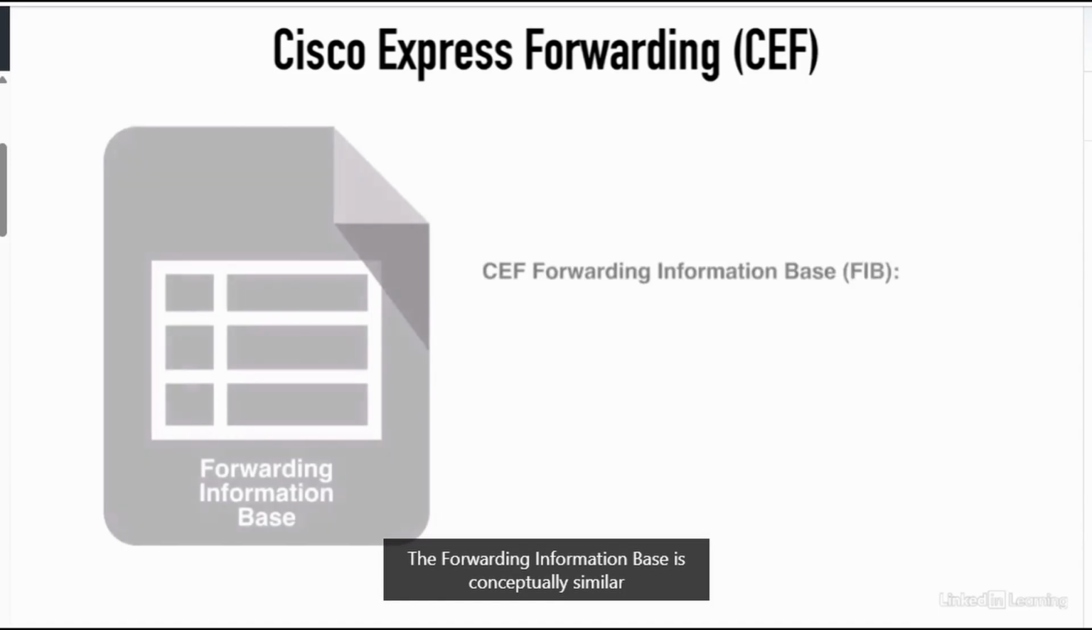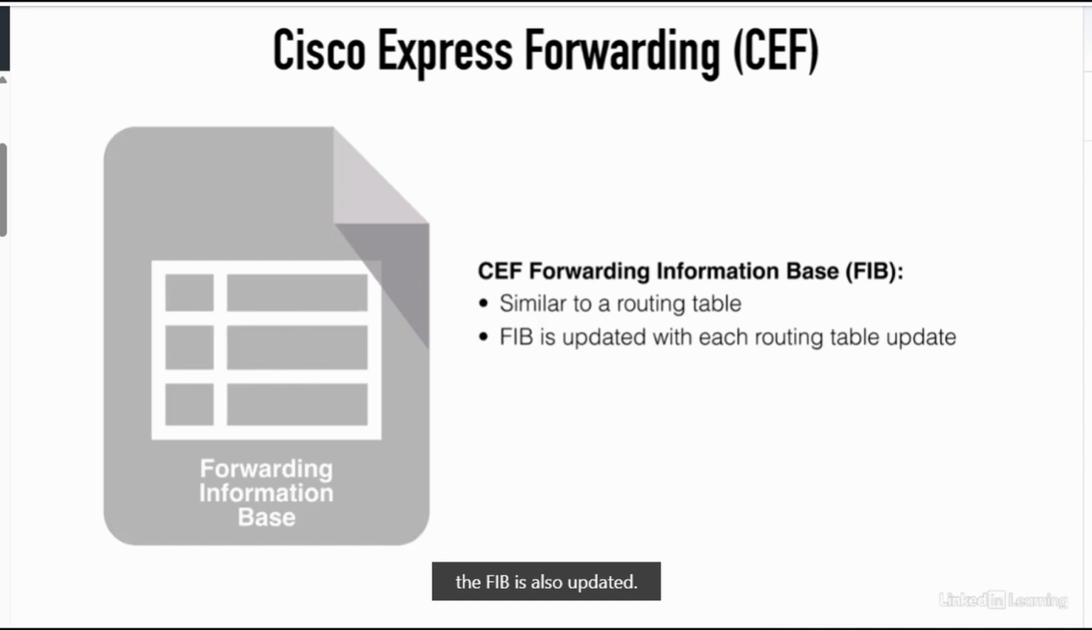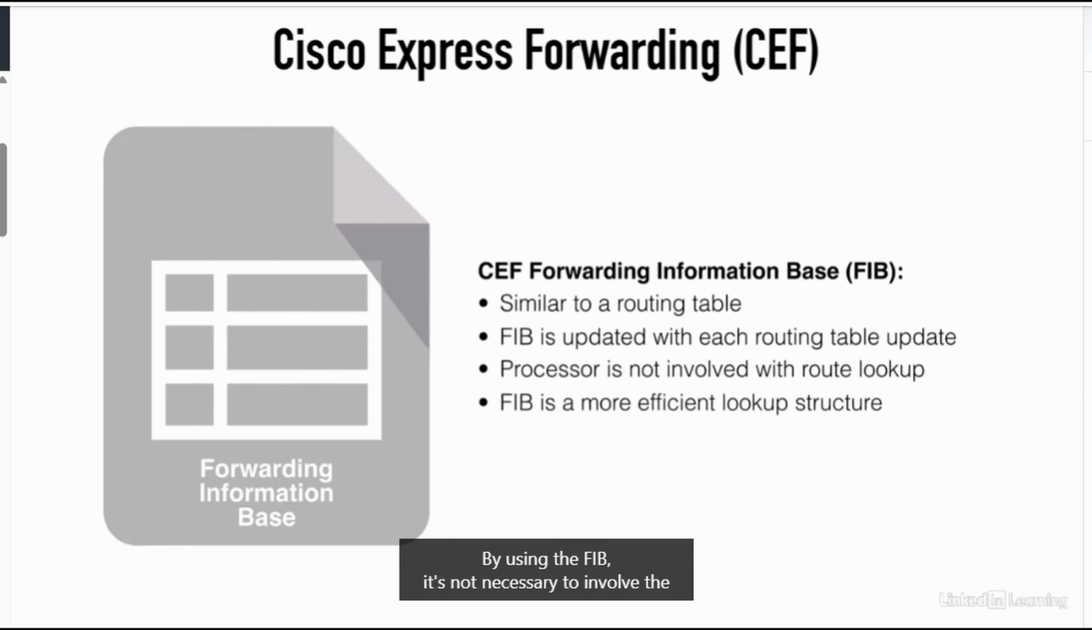The forwarding information base is conceptually similar to a routing table in that it maintains an identical copy of the packet forwarding information that would be found in the IP routing table. Each time the routing table is updated with new information, the FIB is also updated. So very simply, the FIB contains lists of all of the known next hop destinations. By using the FIB, it's not necessary to involve the processor for route lookup information. The FIB is also a much more efficient lookup structure, able to look up routes much more quickly than using the routing table.